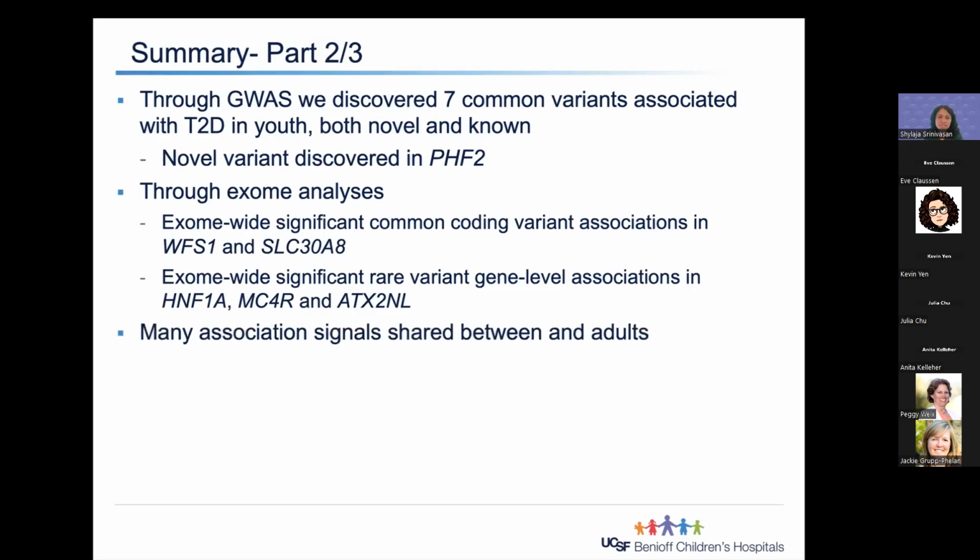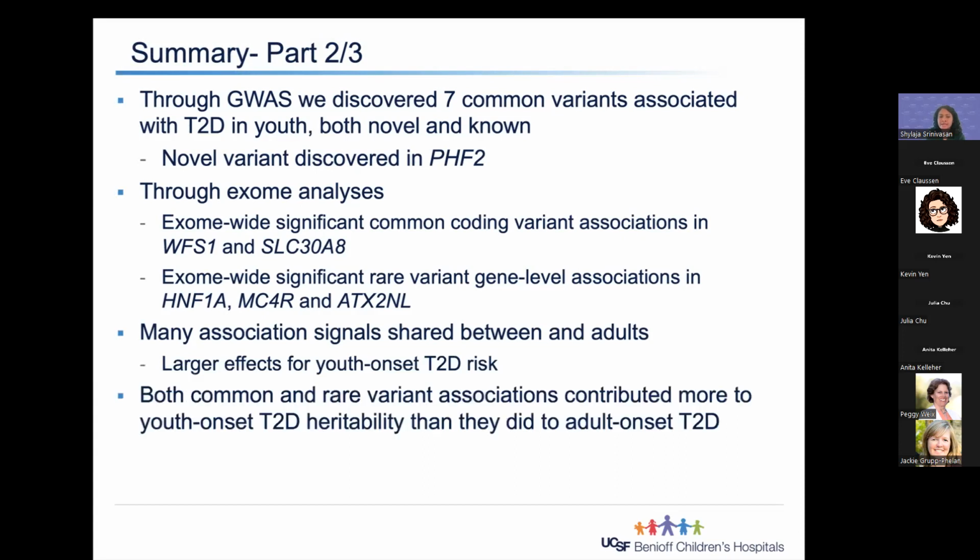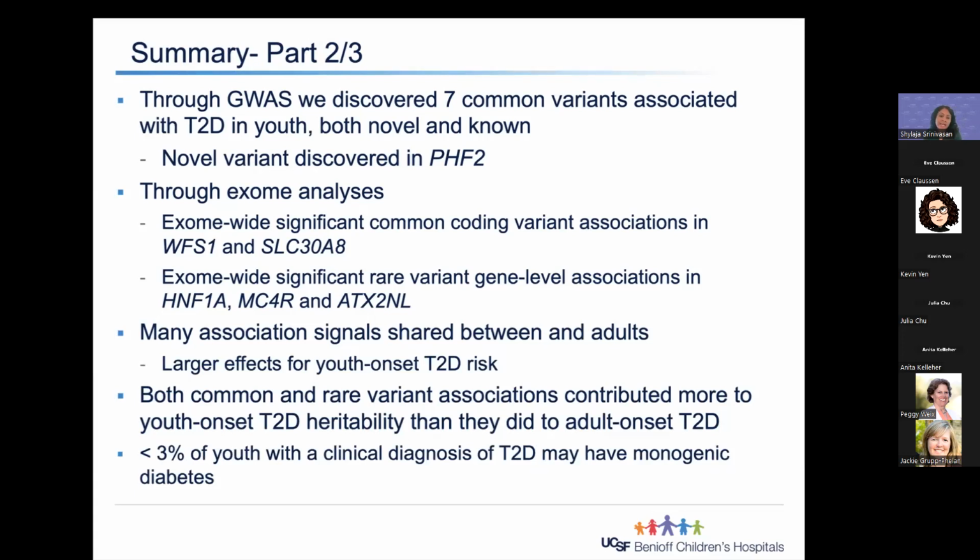Many association signals were shared between youth and adults. However, there were larger effect sizes for youth onset type 2 diabetes. And then both common and rare variant associations contributed more to youth onset type 2 diabetes heritability than they did to adult onset type 2 diabetes. And lastly, less than 3% of youth with a clinical diagnosis of type 2 diabetes may have monogenic diabetes.